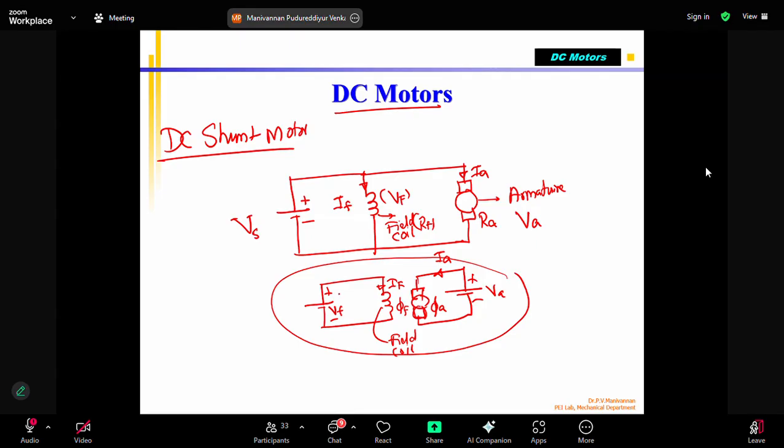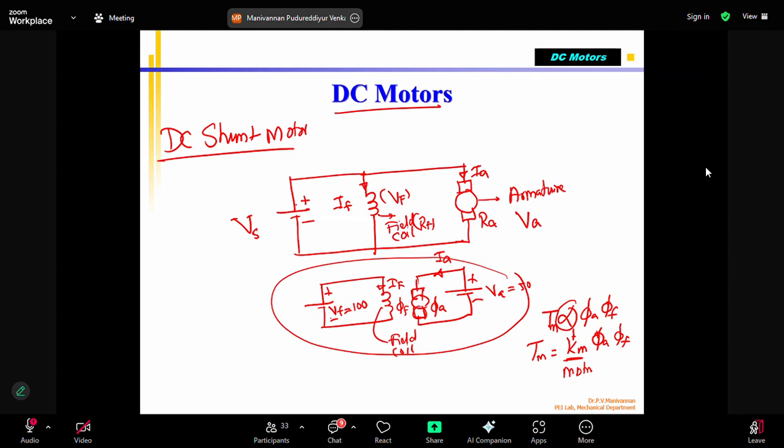Correct. So I can have two separate voltages, VF and VA. This may be 100 volts, this can be 50 volts, because there are two power supplies. But finally, what is the torque produced in this one? Torque is proportional to phi A and phi F. The torque produced, T or TM, the motor torque, equals Km multiplied by phi A into phi F, where Km, this proportionality constant, is called the motor constant.